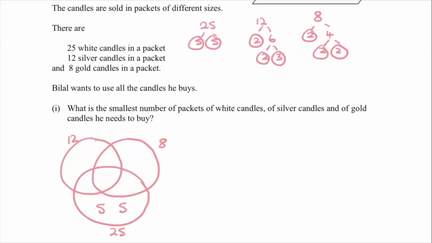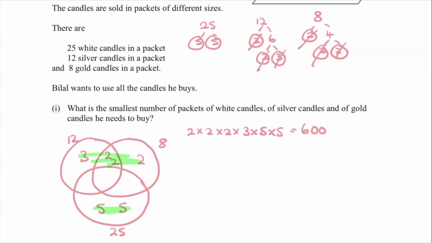Now, 12 and 8 share 2. They share another 2. And then 12 has 3, 8 has 2. And then you multiply everything in the Venn diagram, which gives 600.